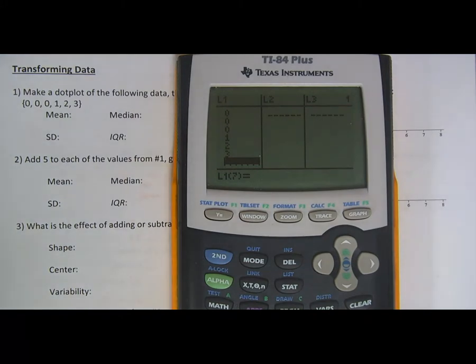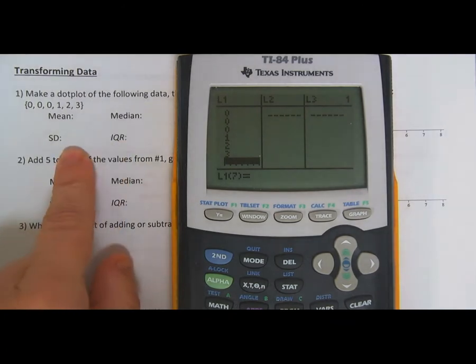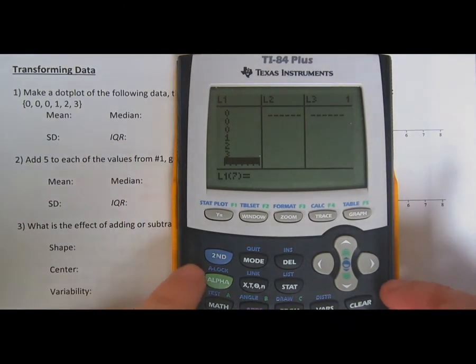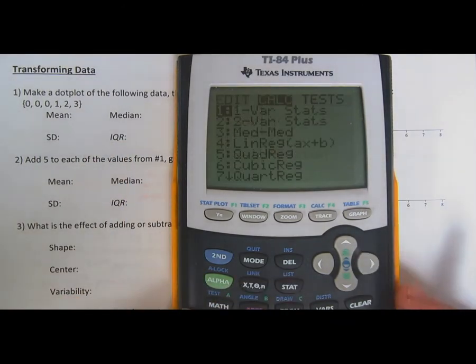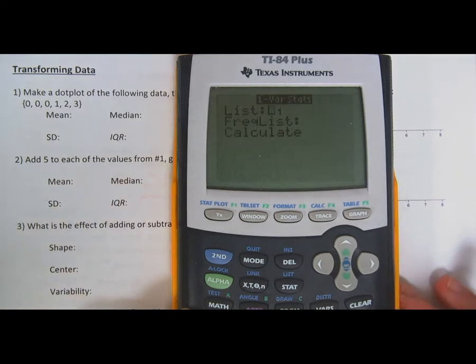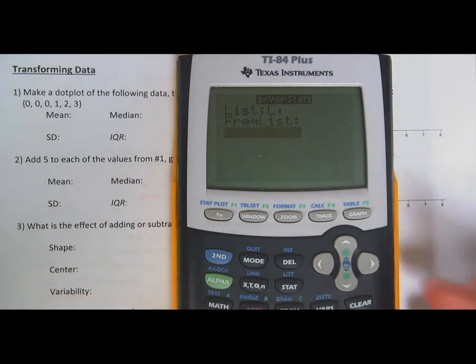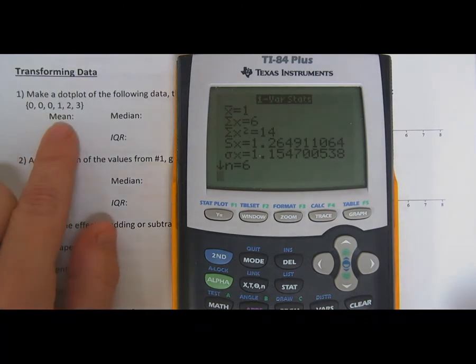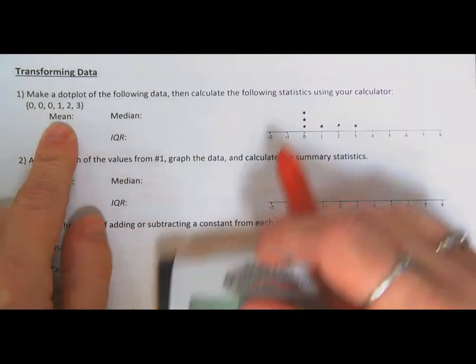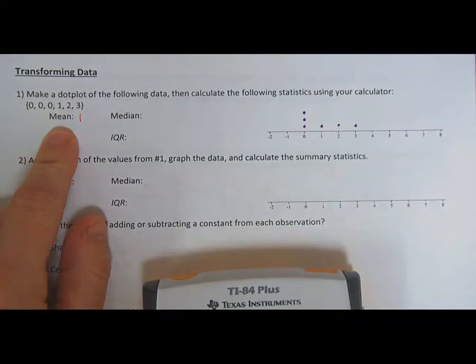And then you're going to navigate to the screen that tells you all of these 4 values, or most of them. So hit Stat, Calculate, one variable statistics, enter, enter, enter. Again, that's Stat, Calc, 1, enter, enter, enter. I want you to write down that the mean, the X bar, the average of these 6 data values is 1.